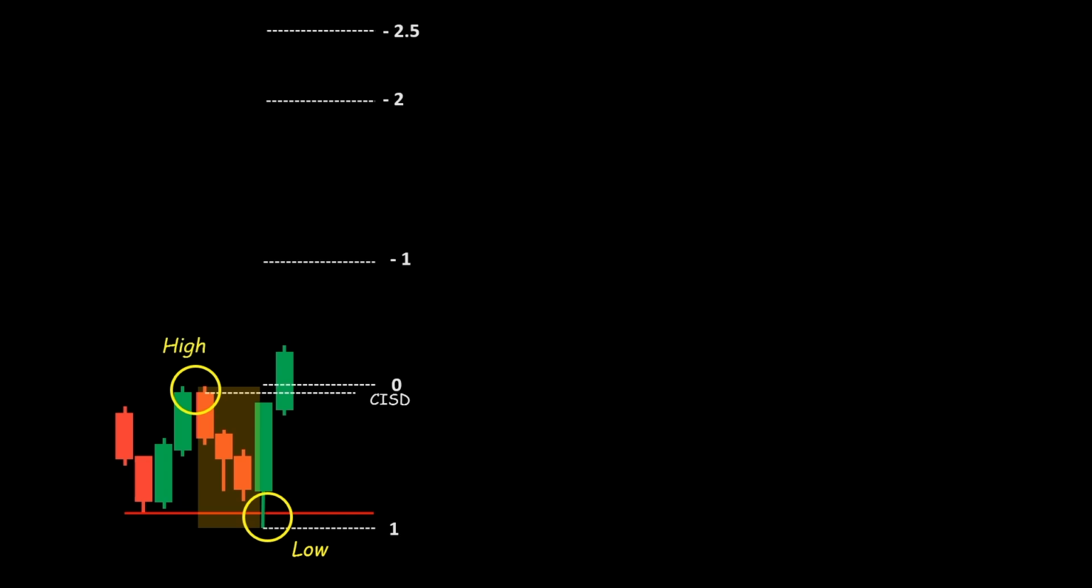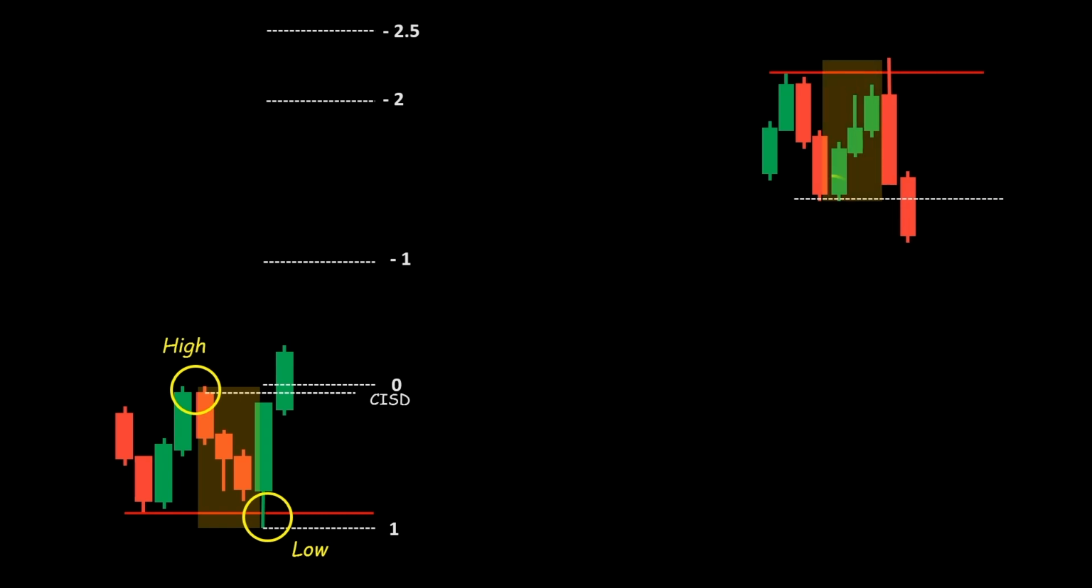To find it, you'll spot the low after that structure shift. Then mark the high that caused that low. Alright, so that whole swing, from the high down to the low, that's your manipulation leg. Now that you've spotted it, we can go ahead and draw our fib. If it's a bullish setup, anchor your fib from the low to the high that created that low. If it's bearish, just flip it from the high to the low that created that high. Once you do that, your projection levels pop up, and those are your standard deviation targets.